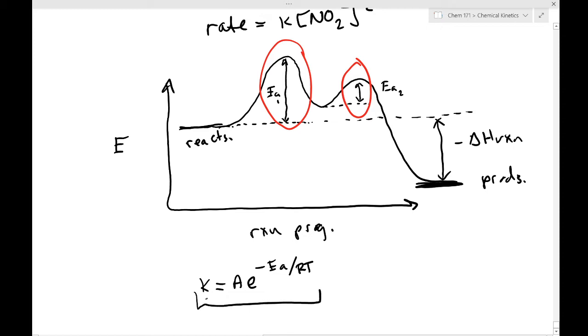K is large, or K is fast, when EA is small. K is small, or K is slow, when EA is large. So we can see that for the larger activation energy, and it kind of makes sense from a practical perspective, if you just think about it, the larger the energy barrier that you have to overcome, the slower the reaction will be. Okay, so this is a reasonable way of thinking about the two reaction mechanisms written above.